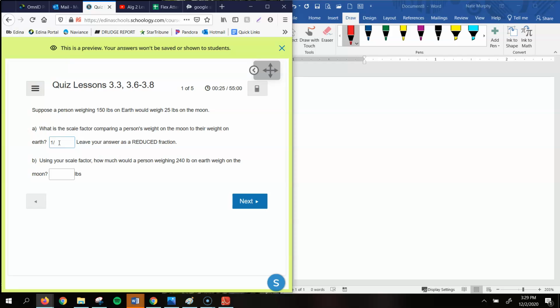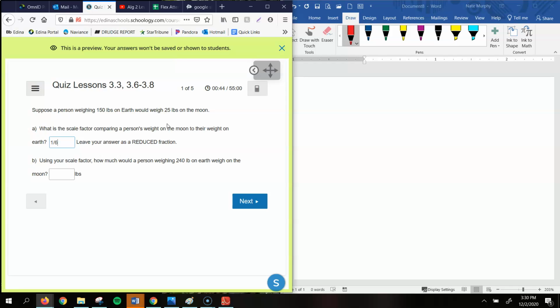So I want to make sure you can reduce that completely, because 6 times 25 is 150. So 25 goes into both 25 and 150 evenly. Now, if you started out with 5 and maybe said 5 over 30, you reduced it, but you didn't reduce it completely. So you want to make sure you always go all the way as much as you can.